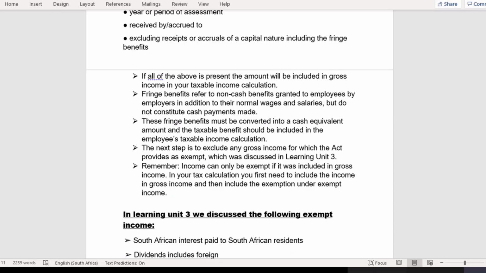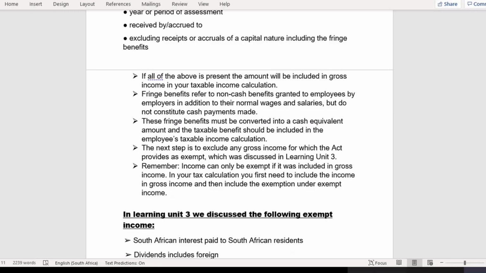So the next step is to exclude any gross income which the Act provides as exempt. When you do the framework, you start with your gross income and then you look at items that qualify to be exempt. It has its own requirements in learning unit 3. If you're not clear with that, you can go back because we touched base on that one.